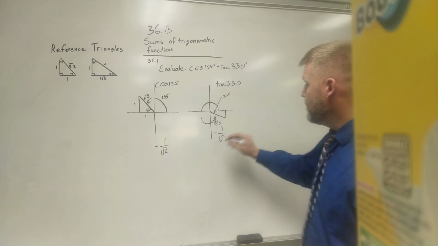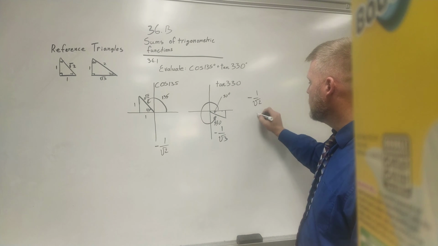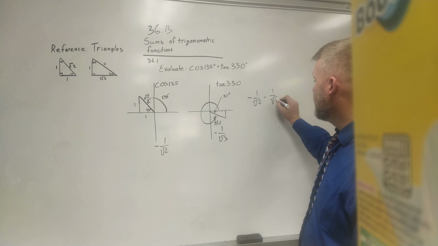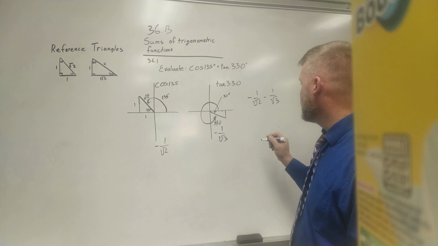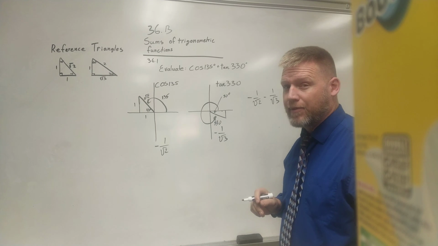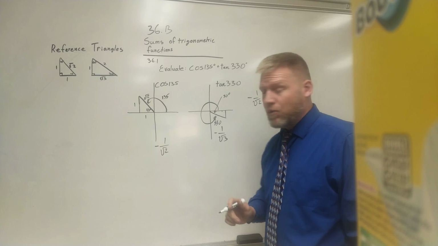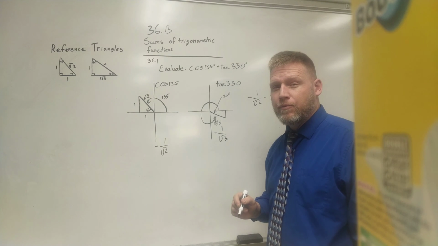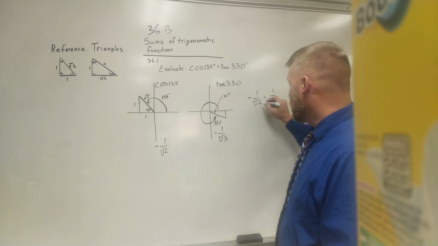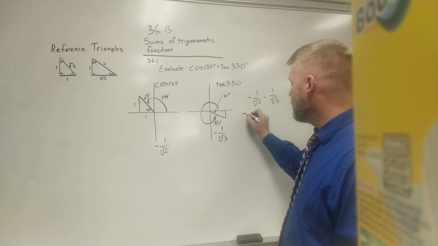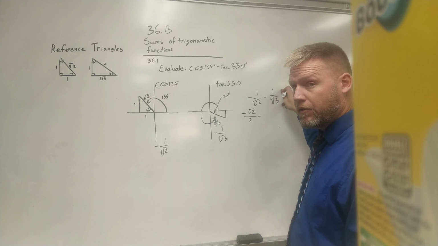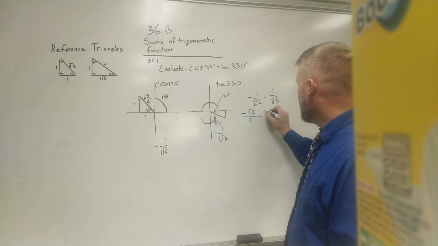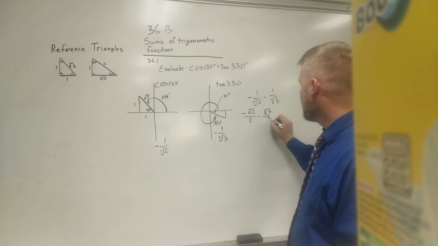Now I'm ready to substitute these into my original problem: negative 1 over the root of 2 minus 1 over the root of 3. I'm almost done, except that I have another issue here. I can't add these, they don't have like denominators. And I have a secondary issue, which is that they both have a square root in the denominator. I'm going to multiply the top and the bottom by the root of 2 and get negative root 2 over 2, minus, multiplying the top and bottom by the root of 3, the root of 3 over 3.